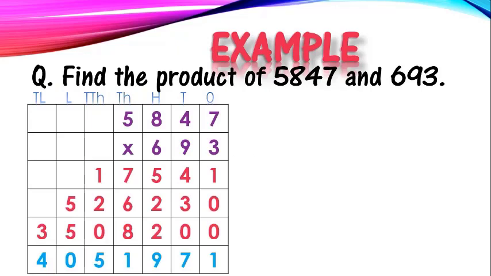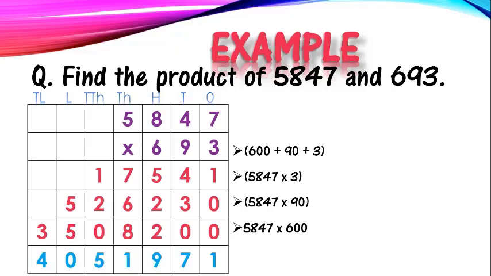Let's try one more example. Find the product of 5,847 and 693. We will use the same method. First, we will write both of the numbers one above the other. We will try to write the smaller number below the larger one. Here we are having a 3-digit number to be multiplied.